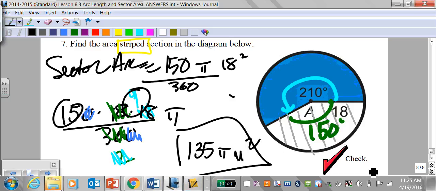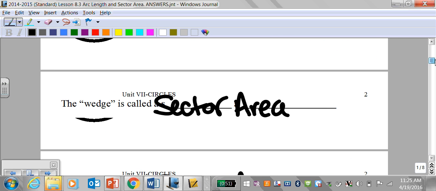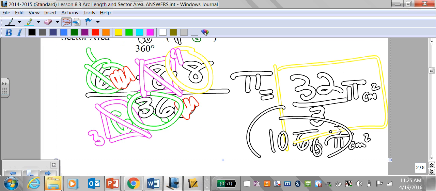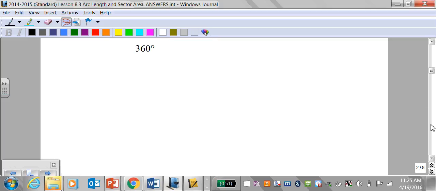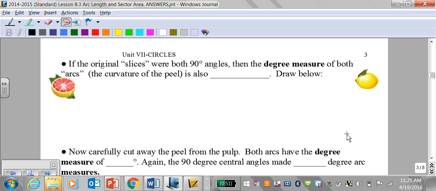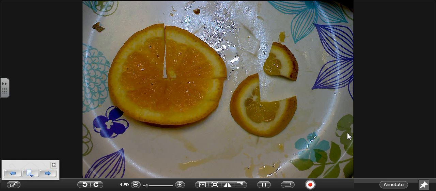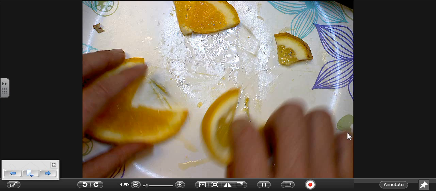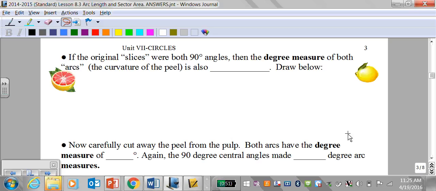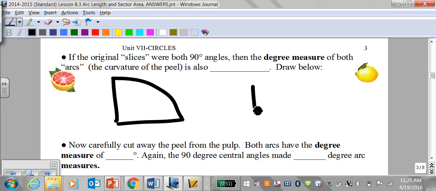Okay, ready? Flip back to page 3, please. Your slices. You have 2 wedges right there. Now, what I'd like you to do, on the top of page 3, is redraw your wedges all by themselves. You have a bigger wedge. You have a smaller wedge. They're still both 90.